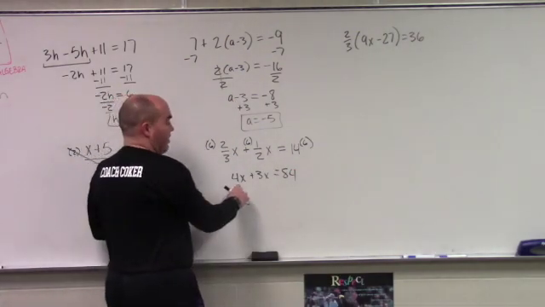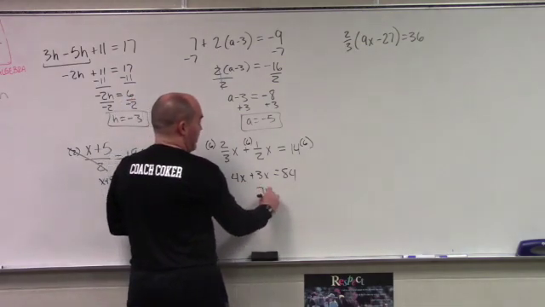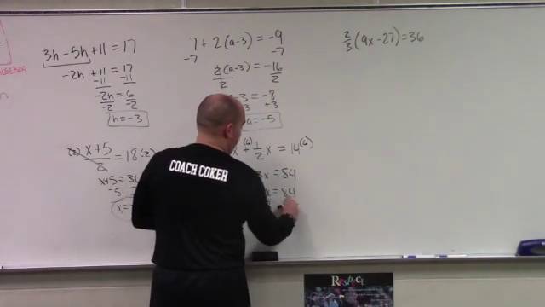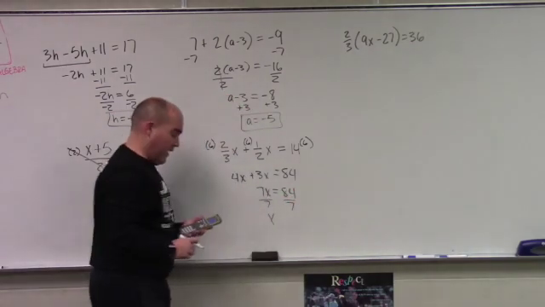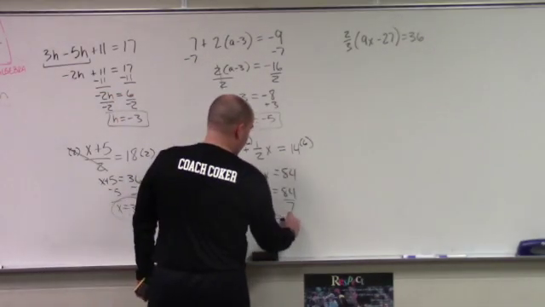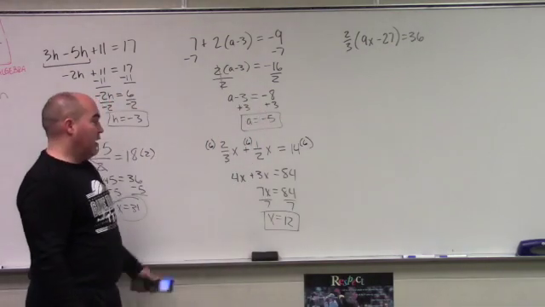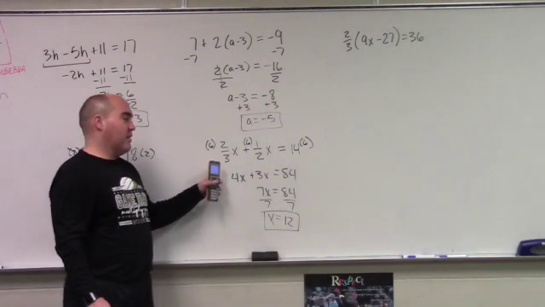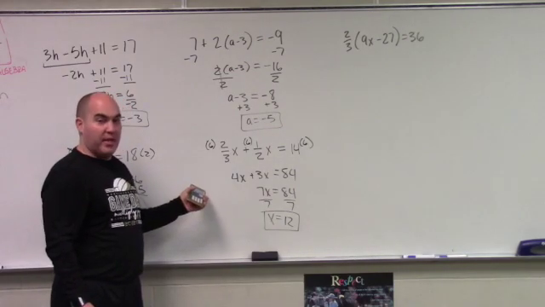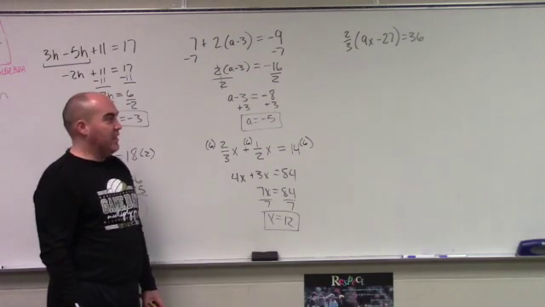Okay, so now I just combine the like terms. 4x and 3x make 7x, and I've got equals 84. So now I divide by 7, and 84 divided by 7 is 12. So my final answer is 12. Now there is another way I could have done this, and that's probably fine. There's probably a couple other ways I could do this, but this way right here is definitely the easiest.